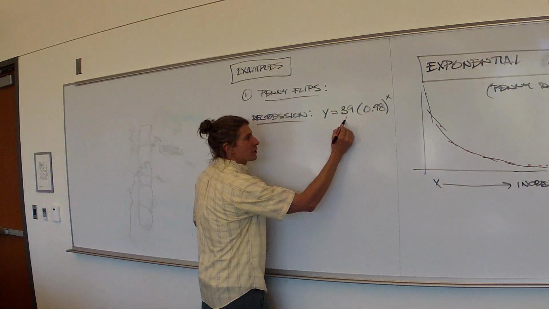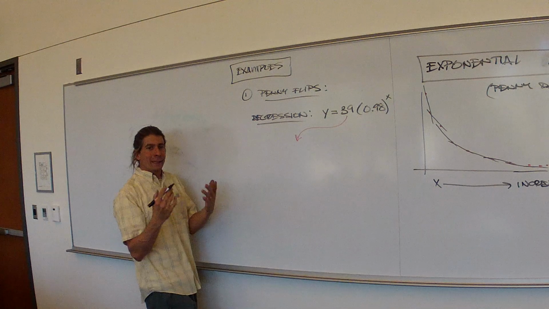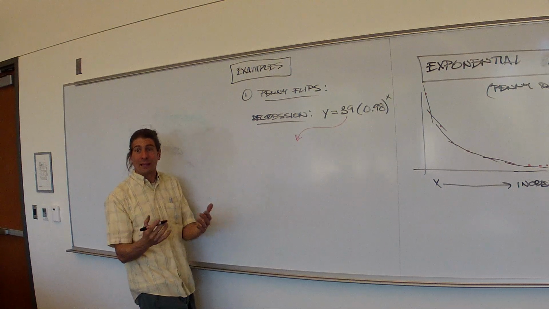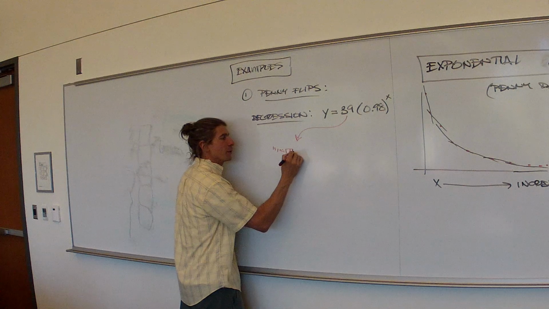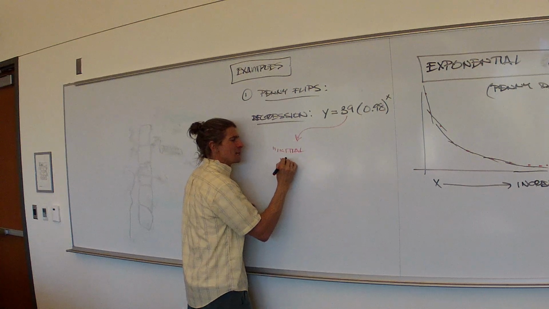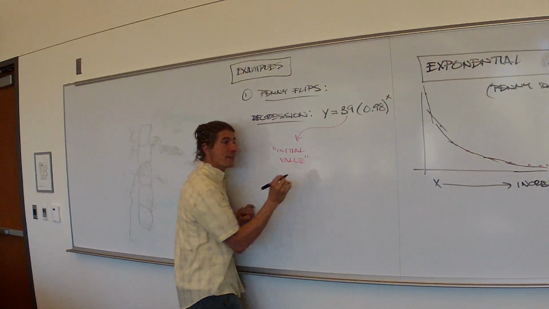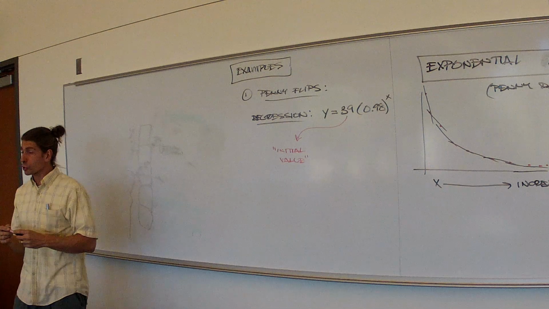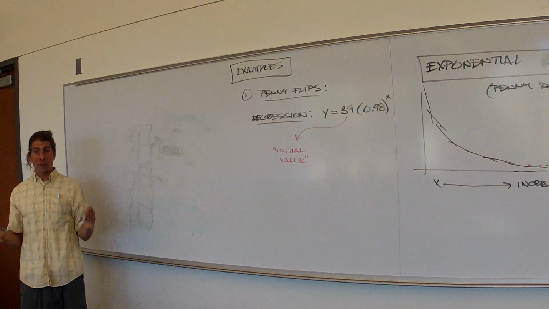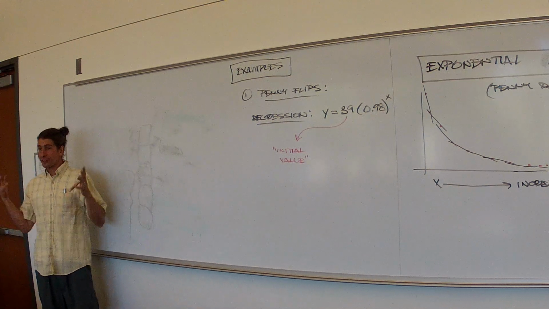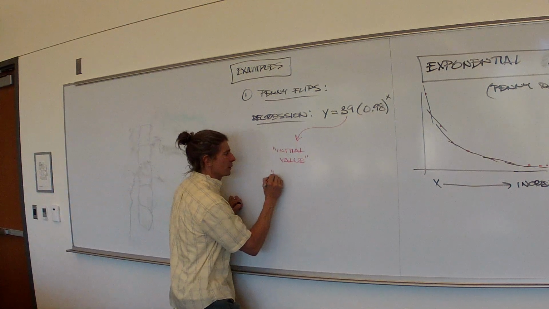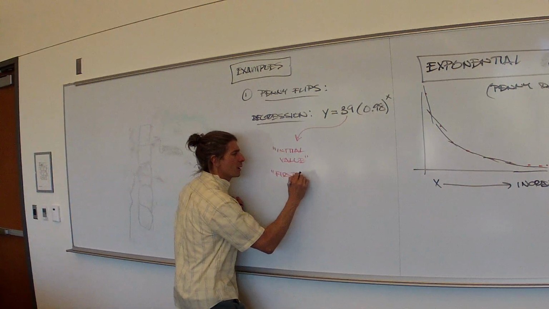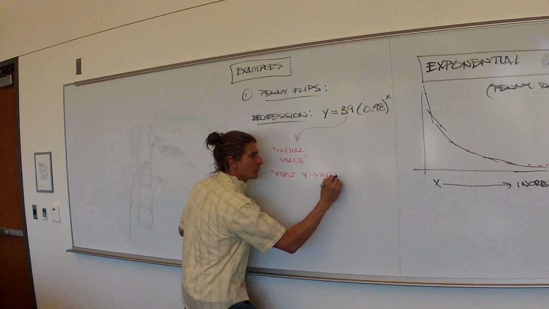This number right here, this 39, usually has a few different names. I like to think of it as the initial value. So what do you think I mean by initial? First. Good. When you start an experiment, it's how much stuff you have at the beginning. It's the first value you play with. It's your first y value.